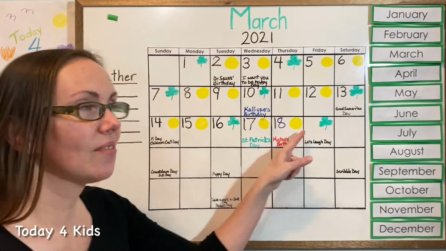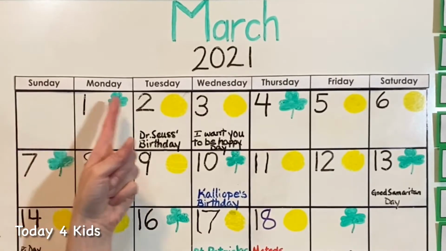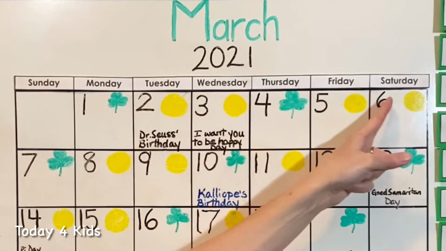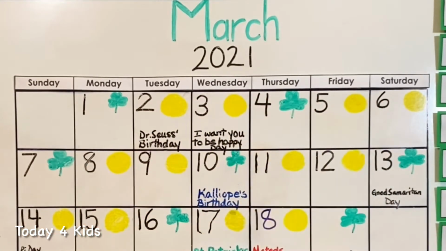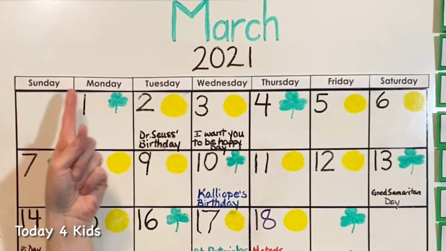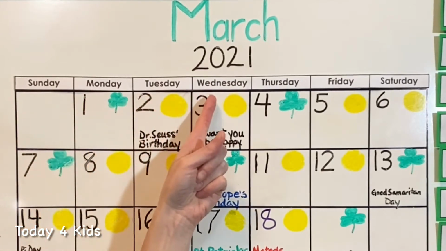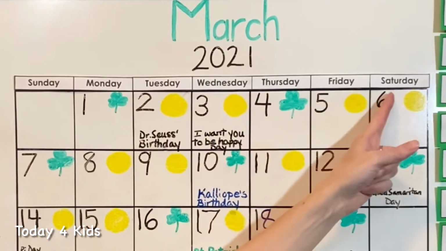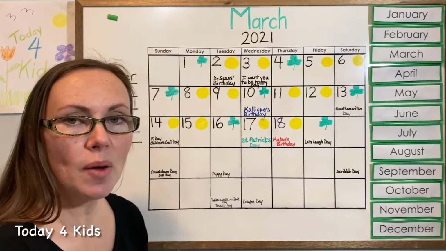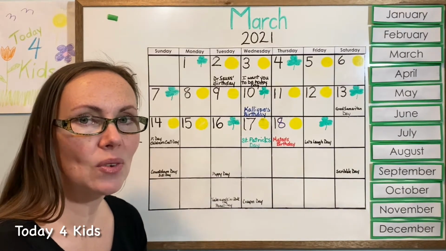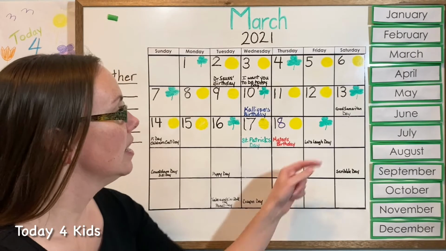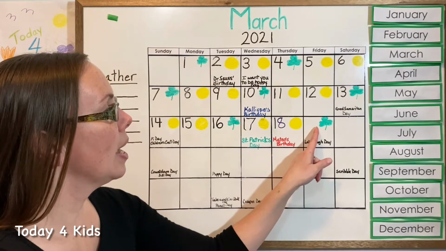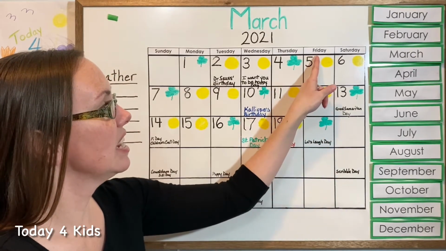Are you ready? 1, 2, 3, 4, 5, 6, 7. There are 7 days in the week. Sunday, Monday, Tuesday, Wednesday, Thursday, Friday, Saturday. Good job. Thank you for doing that with me. I love it when we do it together. It's much more fun. So here's our square for today, and we're going to go up the column to see what the name of the day is for today.